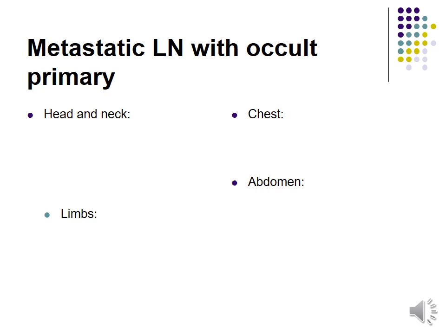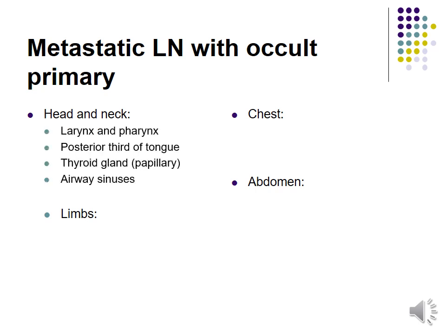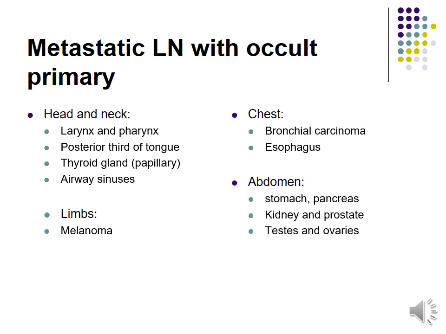The most common sites of occult primary tumors in the head and neck are the larynx and pharynx, thyroid, posterior side of the tongue, and airway sinuses. In the limbs, you have to search for melanomas, especially in hidden sites, between the toes for example. In the chest, bronchial carcinoma and esophageal carcinoma could be very small and not obvious, but the lymph node is enlarged as a first presentation. And in the abdomen, the occult primary is sometimes in the stomach, pancreas, kidneys or prostate, and lastly in reproductive organs such as testes and ovaries.